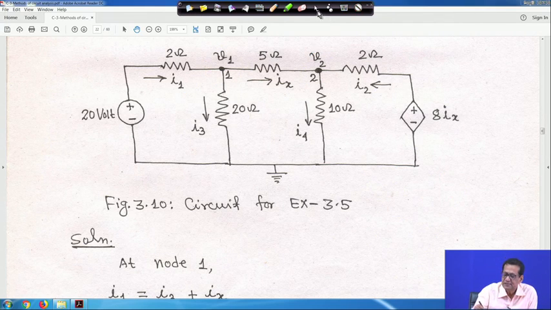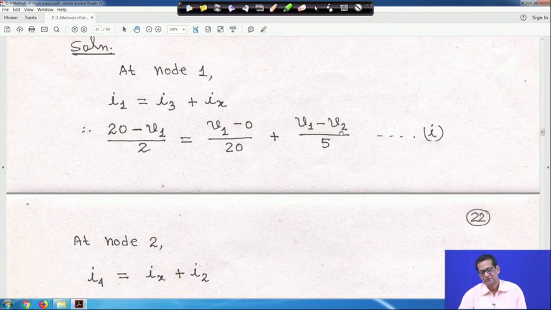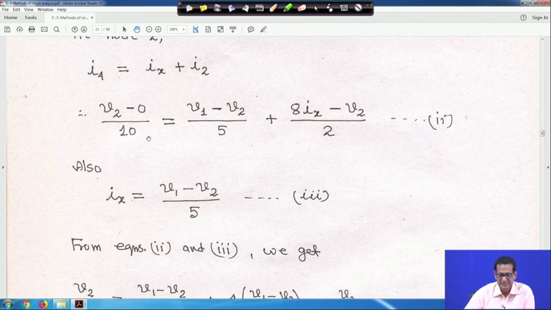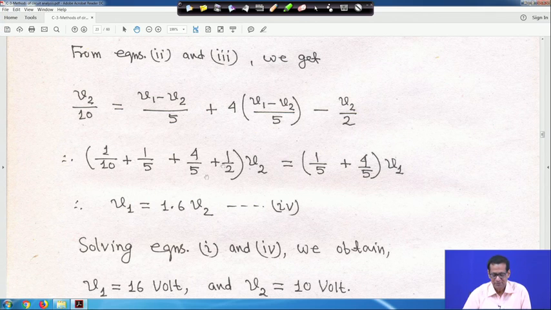So, let me clear this. That is why at node 1 it is I1 is equal to I3 plus Ix. All these things have been told, now you put it here, right. And similarly at node 2, I4 is equal to Ix plus I2. All these things have been explained in blue ink, right. And Ix, I told you, is (V1 minus V2) by 5, you have to put it here. So, from equations 2 and 3, upon simplification, we get V1 is equal to 1.6 V2, this is equation 4.